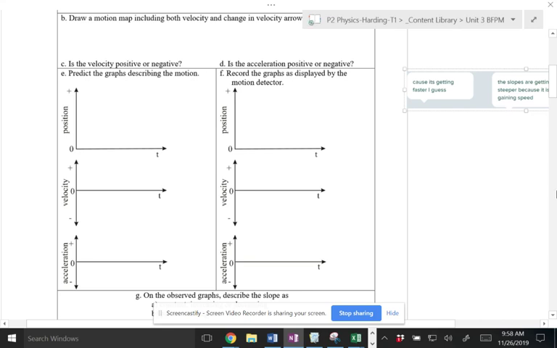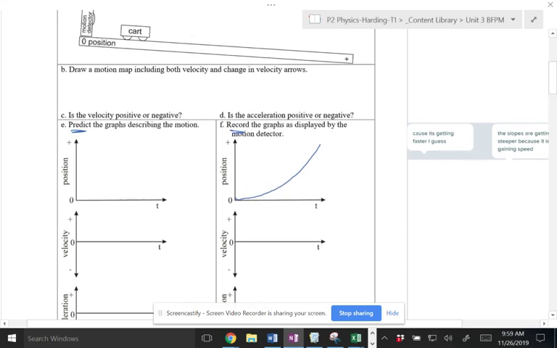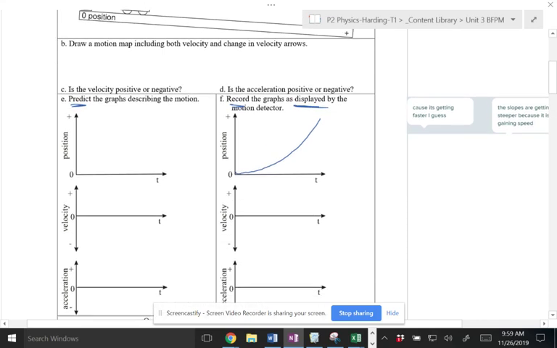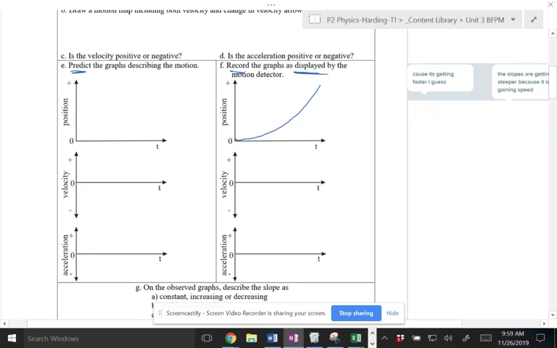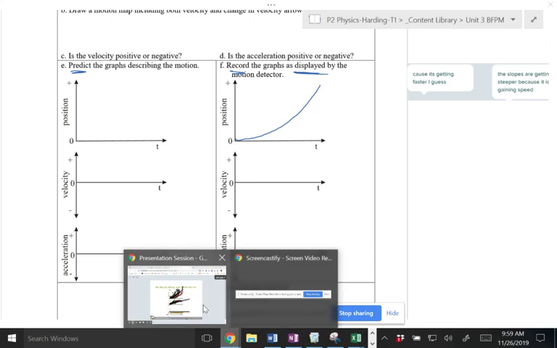So we know position versus time graph. You have the two sets of graphs on the paper. The left side is for your prediction, and the right side is for what we actually see. So over here you predict, and over here you record what actually gets displayed by the motion detector, okay? So if it's that, because it's getting faster, what are we saying? Let's look at the thing.